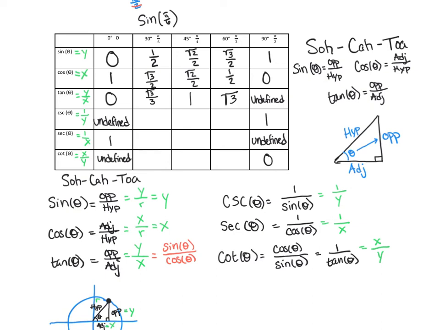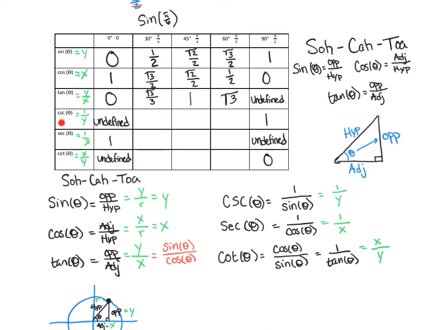So we have 9 more squares to do. I'm going to do 3 more with you. I'll leave the other 6 for the Go Formative. So we're going to do all of the column right here at 30 degrees or pi over 6. Now I'm going to be going through and showing all of my work, kind of how I'd like you to show it when you're working on the Go Formative tomorrow.